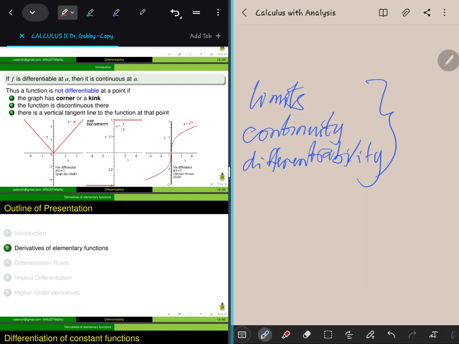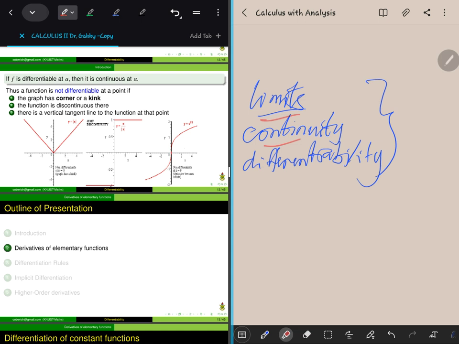Like if you recall, initially we saw that limit, continuity, and differentiability are related, right? And what we've been doing so far, we've seen that if you want to find if the function is differentiable at a point, you check if the limit exists at that point, right? As h is approaching zero. One thing about differentiability too is that at a particular point, if that function is continuous at that point, then it's differentiable at that point, right?